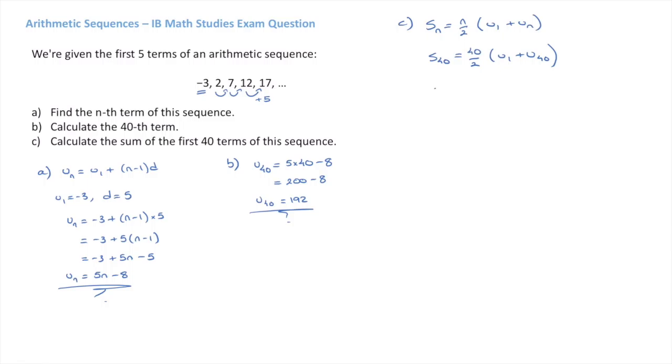That leads us to S40 equals, well, 40 over 2 is 20, times u1, which is -3, plus u40, which is 192. This leads us to 20 times 189. Now, using our calculators, if need be, we find that S40 equals 3,740. And there we go.